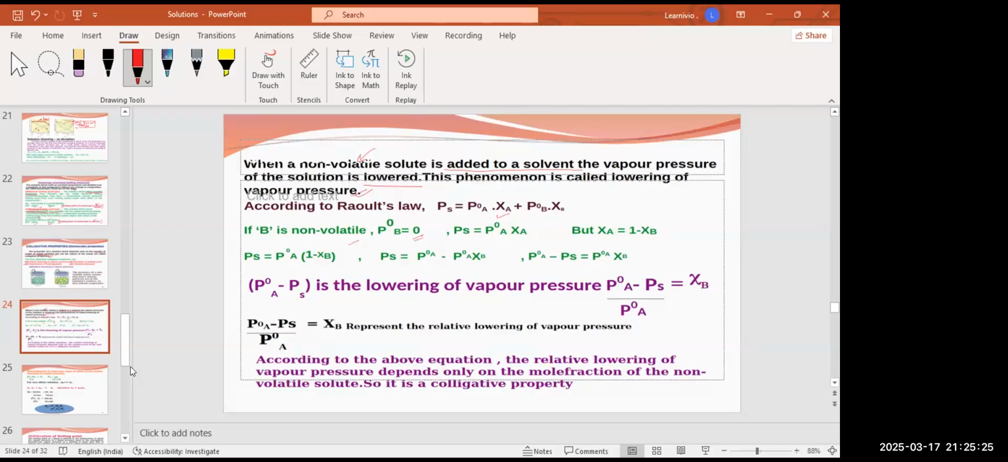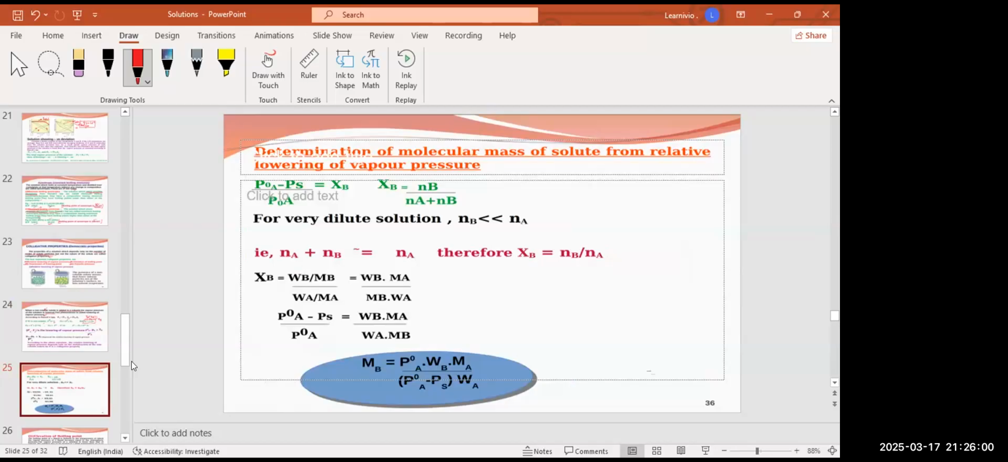But in this case, we know that XA plus XB equals 1. From that, we can write XA equals 1 minus XB, right? So just substitute this value. We have done this in the last session yesterday, right? So what happens from here? P naught A minus Ps will be the lowering of vapor pressure, right? Now see, you don't have to worry about, just see the formula.